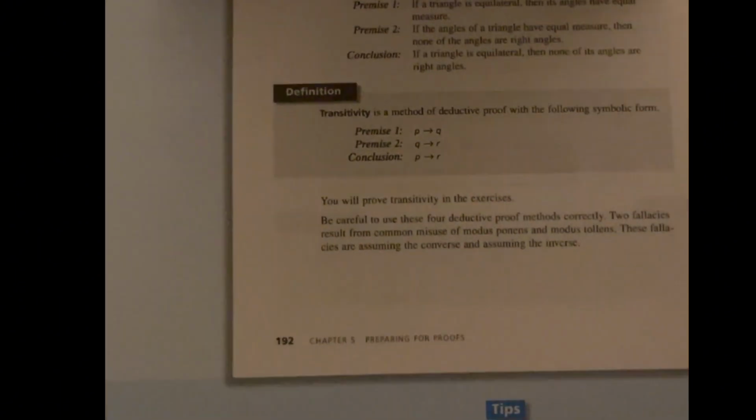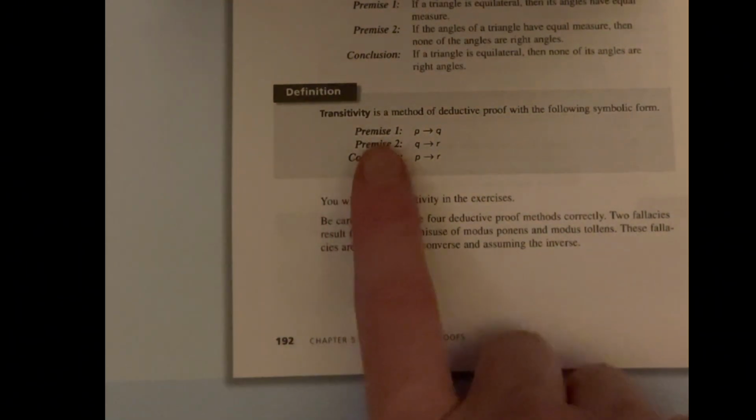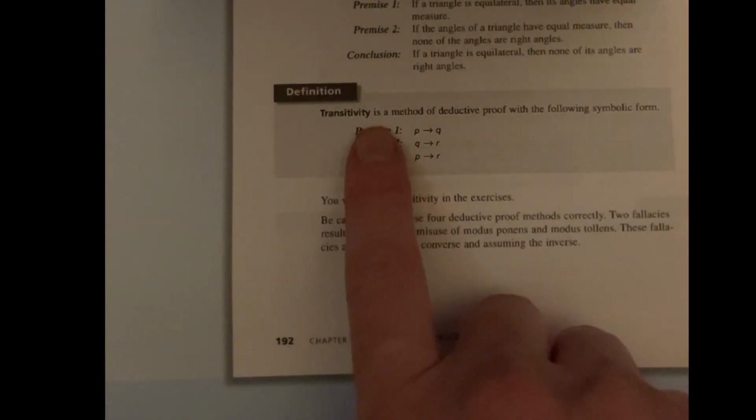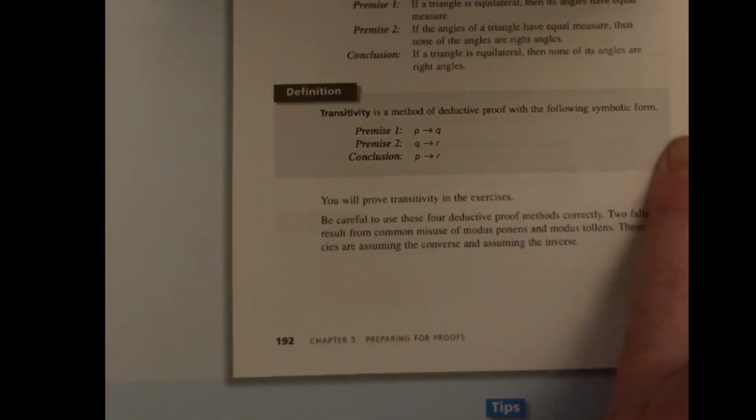So I'm going to just move just a little bit here. Another definition with the transitivity. And I'm going to do a lot of your homework with you, or at least explain your homework. So feel free to pull out a sheet of paper in just a moment for when we start to do your schoolwork. So transitivity is a method of deductive proof with the following symbolic form.